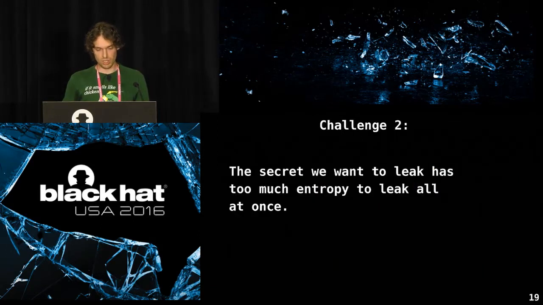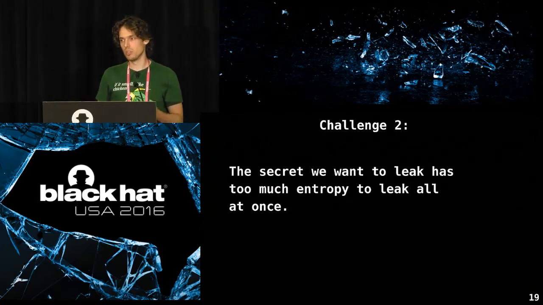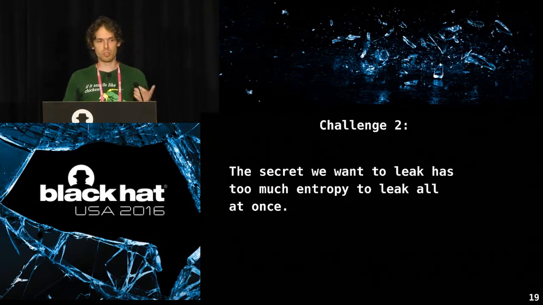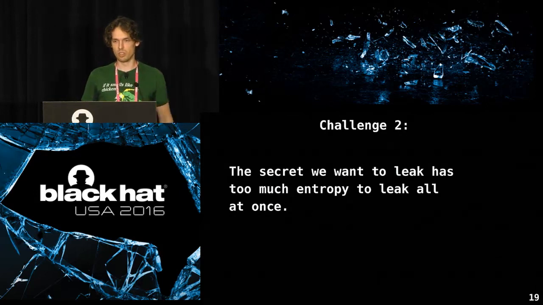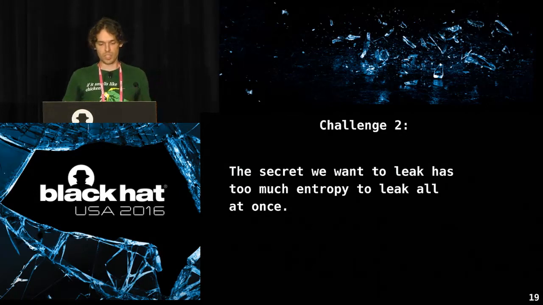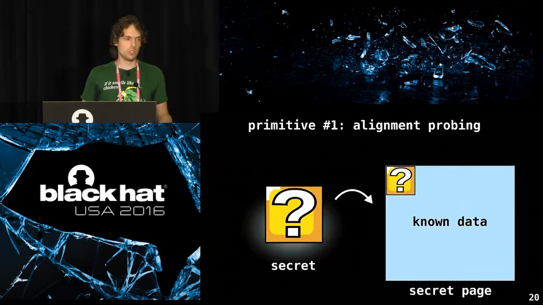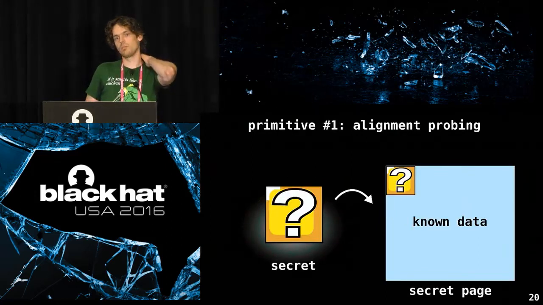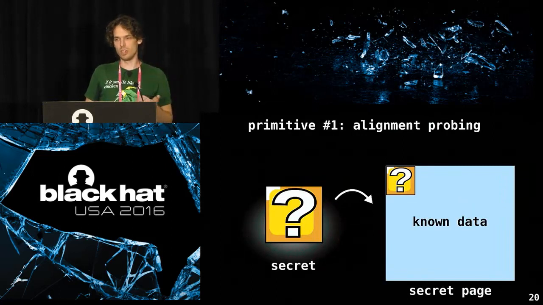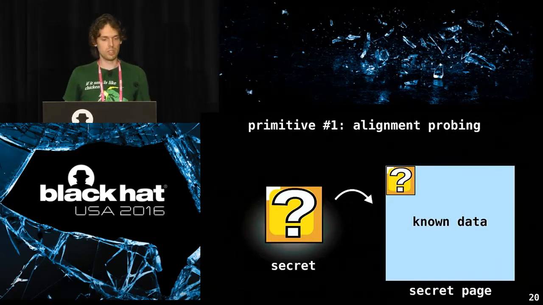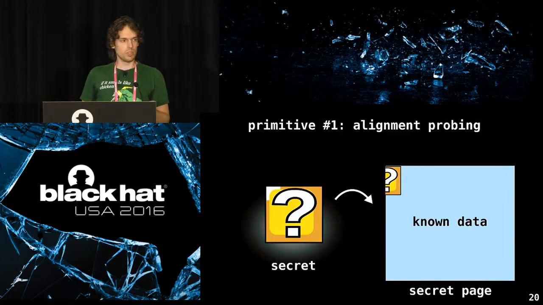The second problem is that the entropy of the secret might be too big. For every possibility, you need to create a page which is 4K big. And with the number of bits of entropy you need, the size requirements go up exponentially. So what if you want to leak a high entropy secret? You need a way to only leak part of the secret at a time.